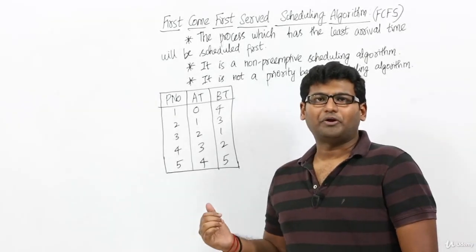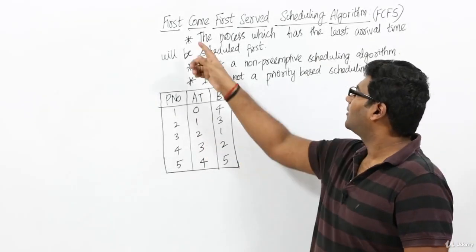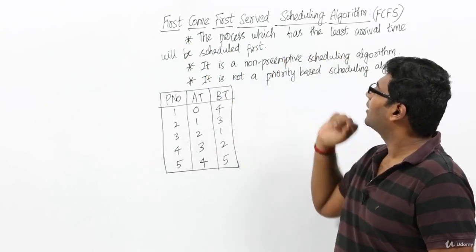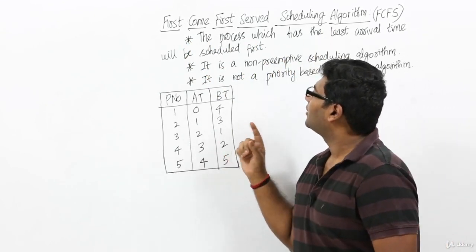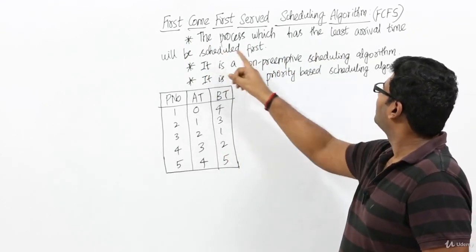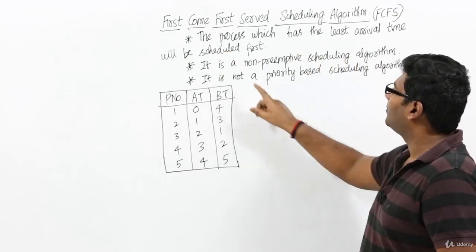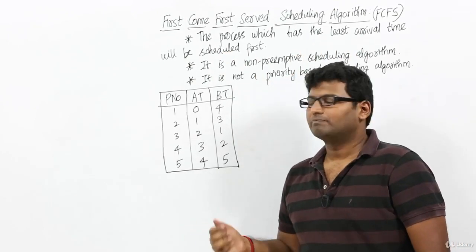So now let's see the next scheduling algorithm, which is nothing but the first come, first served scheduling algorithm. The process which has the least arrival time will be scheduled first.